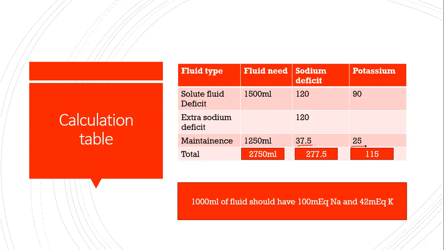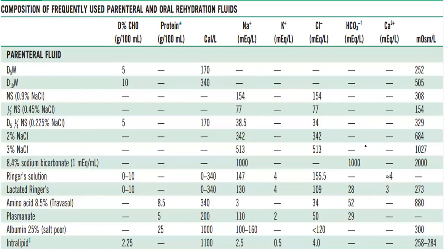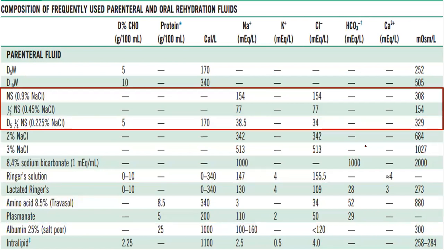Okay. So to choose the fluid, you need to know at least what fluid and the concentration of solutes available in fluid in your hospital. This is a standard table that is given in most of your textbooks. This I have taken from Harriet Lane. The fluids that you need to remember are your normal salines, different normal salines. Okay, your normal saline will have 154 of sodium.